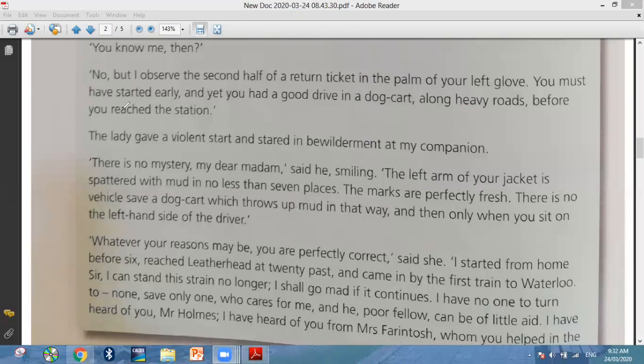Okay. The lady gave a violent start and stirred in bewilderment. What does bewilderment mean? In confusion. So she was so confused.